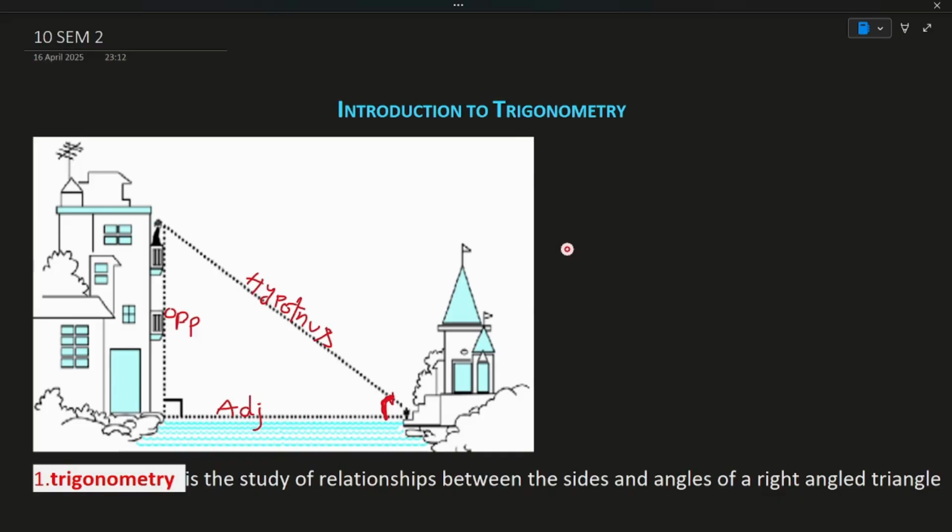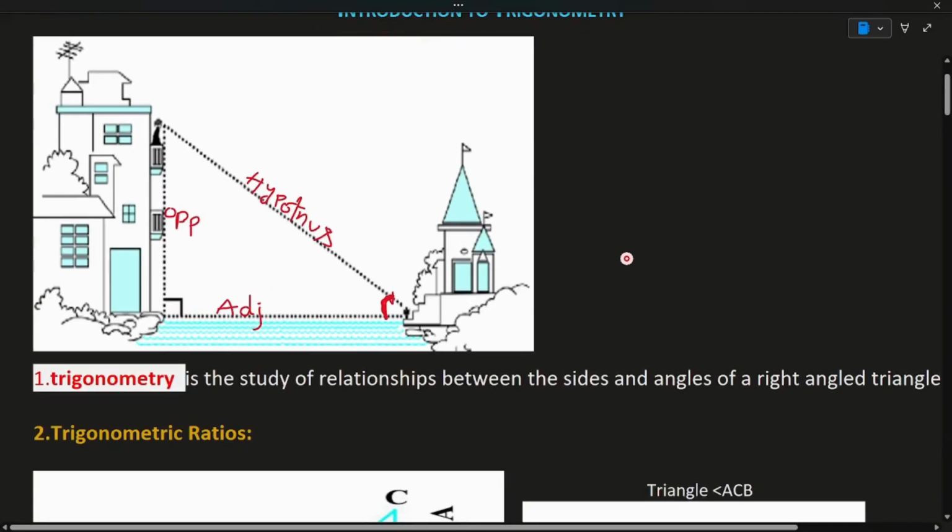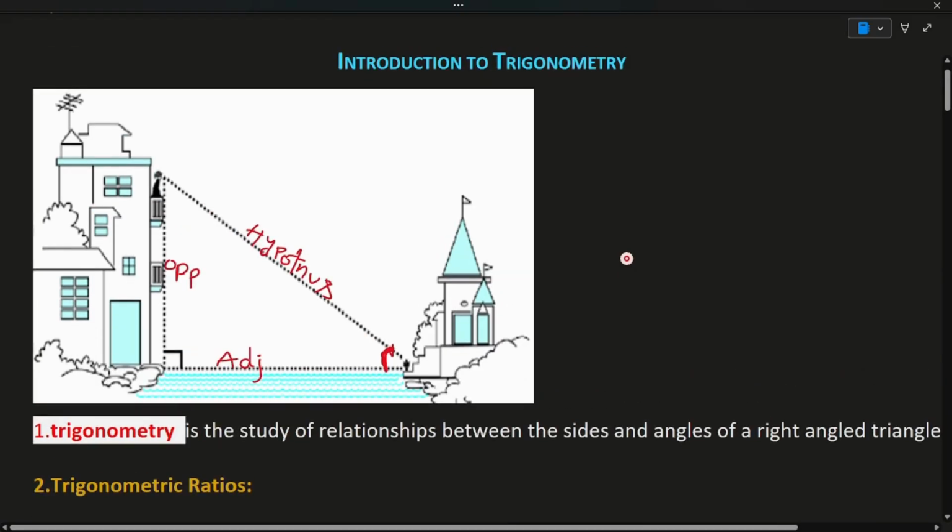The topic we will discuss today is Introduction to Trigonometry. What is trigonometry? Trigonometry is the study of angles and sides of a right angle triangle. Let us demonstrate what right angle triangles we have observed in our real life.